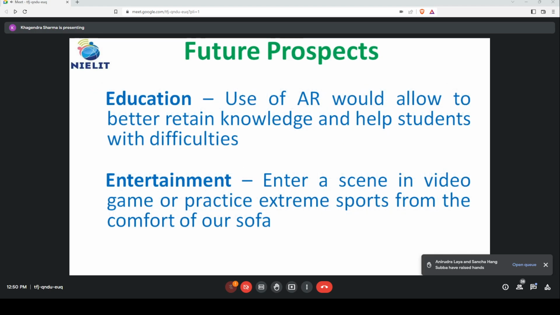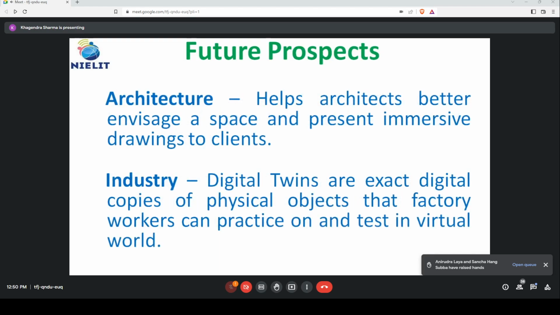Similarly, in education, we talked about how it's going to change, right? In terms of entertainment, it's also going to change. Architecture, of course, we already saw there. Industry is another area. So there is a new technology that we call digital twins.